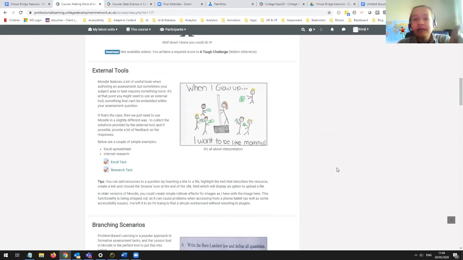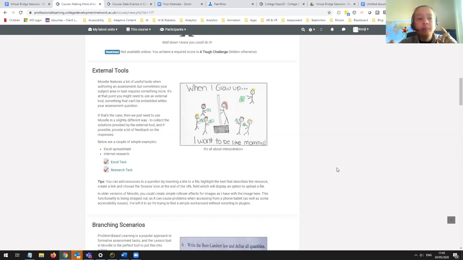So this is my next one, external tools. So I like multiple choice questions. I think they're good, they're quick, but sometimes you want people to show their working. You want people to do something a bit more complicated that is a bit of a process. But you can do that with multiple choice questions and you can give feedback through it as well.